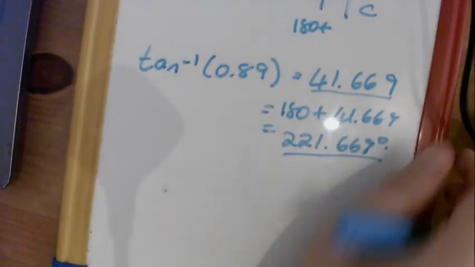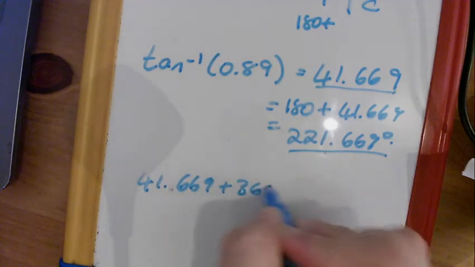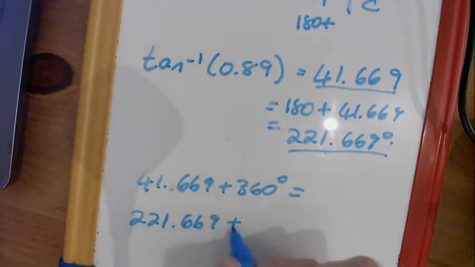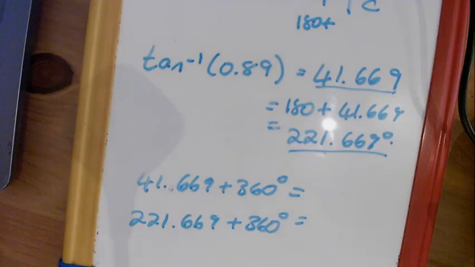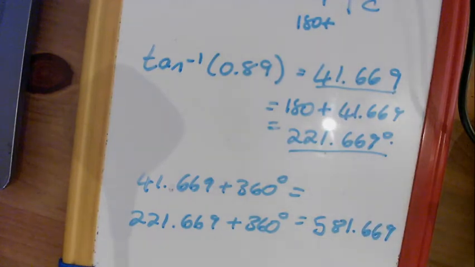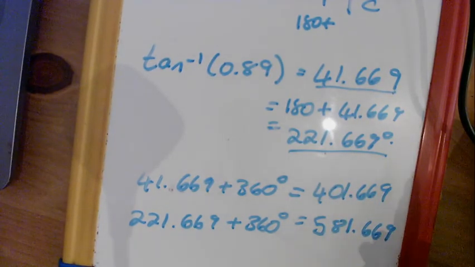So next 2 answers would be 41.669 add 360, and 221.669 plus 360. So if I add 360 to this one, I get 581.669. And if I add 360 to this one, I get 401.669. I mean, on the surface, let's face it, they look far too big. So we're going up to 360.